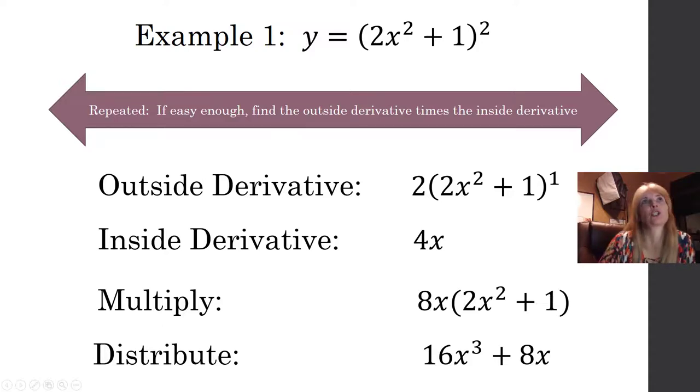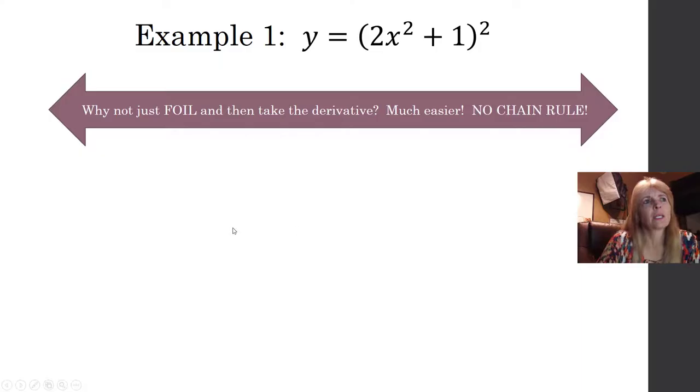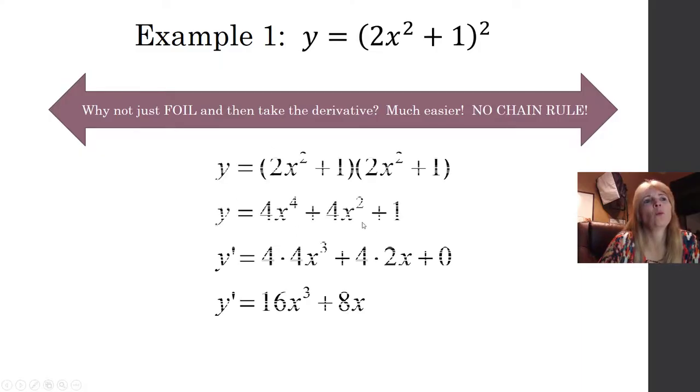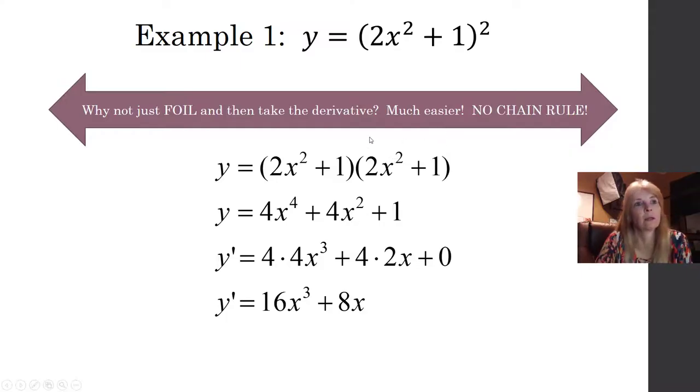So that didn't change. You might look at this and say, why wouldn't you just FOIL this? So 2x squared plus 1 times 2x squared plus 1. FOIL this out, 4x to the 4th plus 4x squared plus 1. You remember how to FOIL? You better. And then take the derivatives: bring the 4 down, subtract 1, bring the 2 down, subtract 1, derivative of constant 0. And you get the same answer.